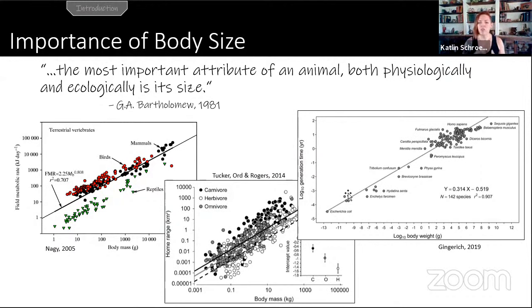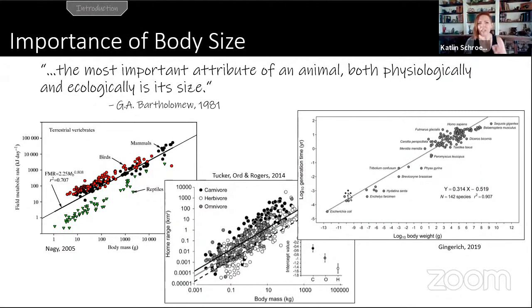And a lot of these co-varying traits are things that we can't really measure in the fossil record. So for animals that we only know through bones, we don't have the opportunity to measure their metabolism in the field. So understanding proxies for those things, like body size, is a really important thing to do if we want to understand more about the ecology of dinosaurs.